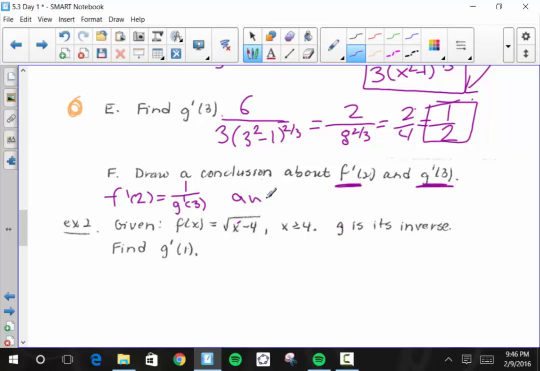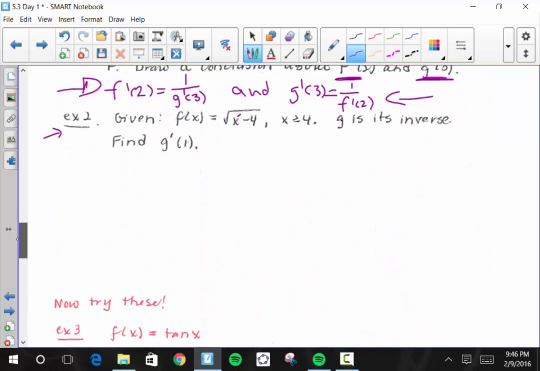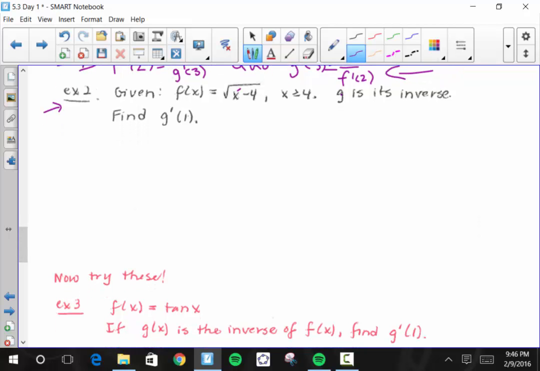And g prime of 3 is also equal to the reciprocal of f prime of 2. So g prime of 3 is equal to 1 over f prime of 2. Okay, we're going to use this idea right here. This is big. We'll use it to solve all the rest of these problems: Example 2, example 3, example 4, and example 5. Okay, so that's going to be the next step in the process.